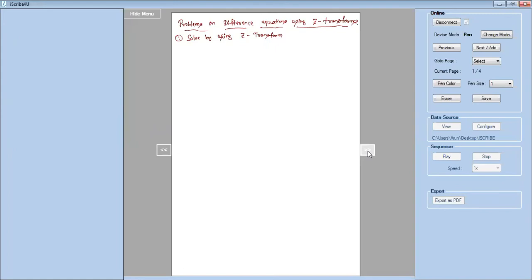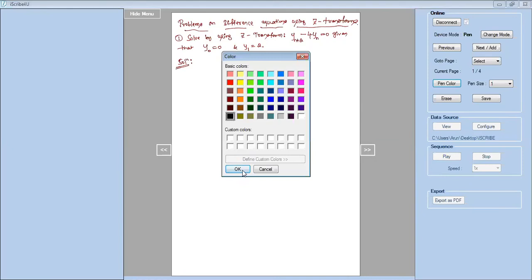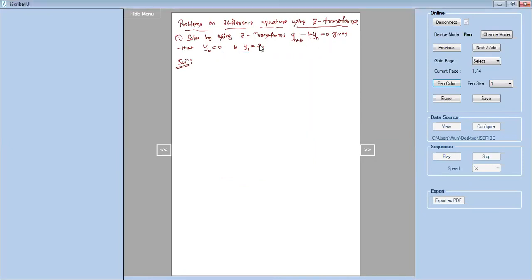The problem is y(n+2) minus 4y(n) equals 0, given that y(0) is equal to 0 and y(1) is equal to 2. So this is the problem given here. So let us see how to find the solution of this difference equation using Z transform. This is how the problem on difference equation will be given to us. So like this, 100% a question will come in the annual examination, a very important one.